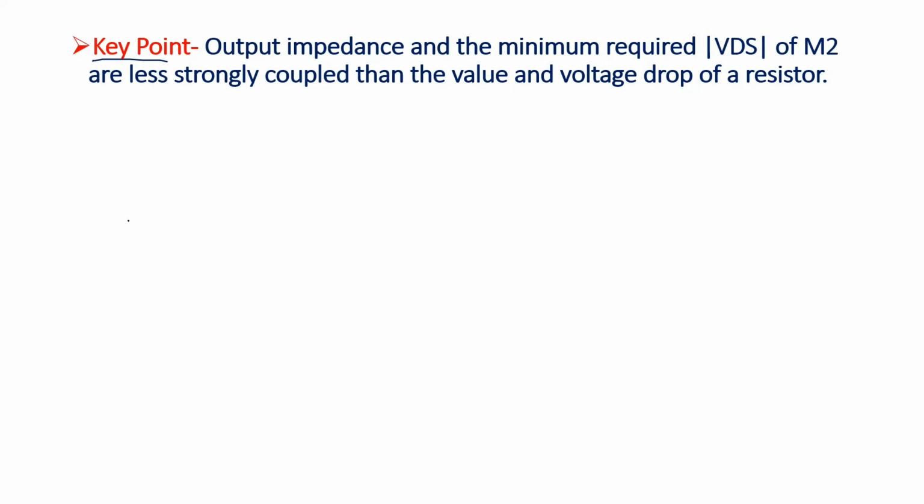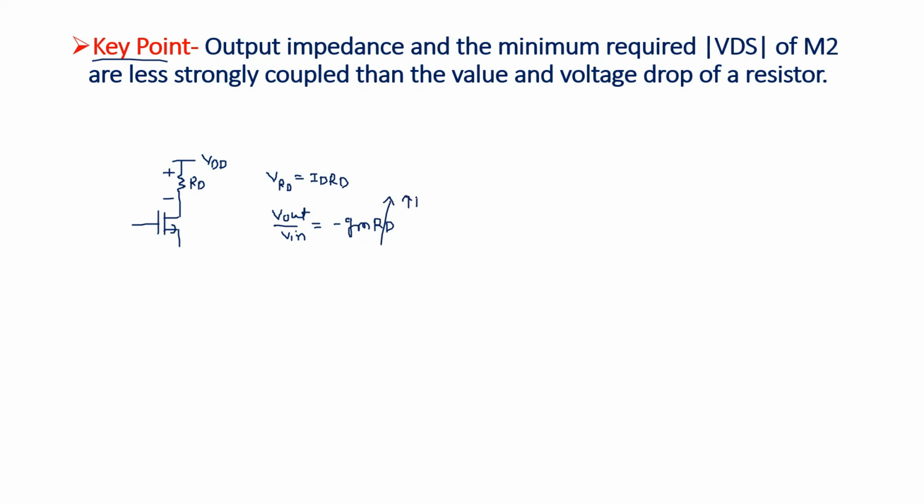So yes, I mentioned this point because when we were discussing the resistive load or the diode connected load, there was a device called a resistor. The voltage across it and its value are strongly coupled. If I think like this, VRD equals ID times RD. So if we want more gain, Vout by Vin, which is minus gmRD, we need to increase this RD.